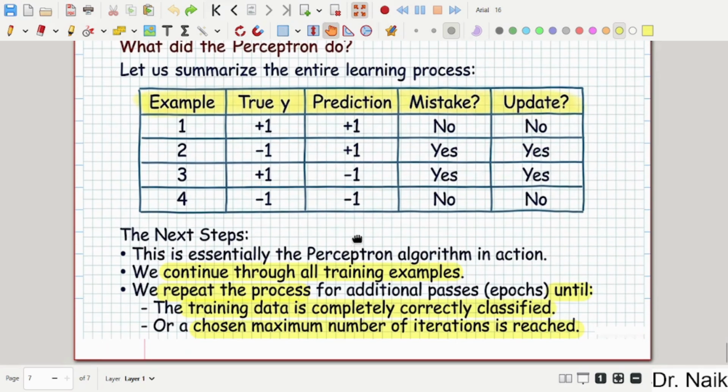This is essentially the perceptron algorithm in action. We continue through all the training examples. We repeat the process for additional passes or epochs until the training data is completely correctly classified or a chosen maximum number of iterations is reached.